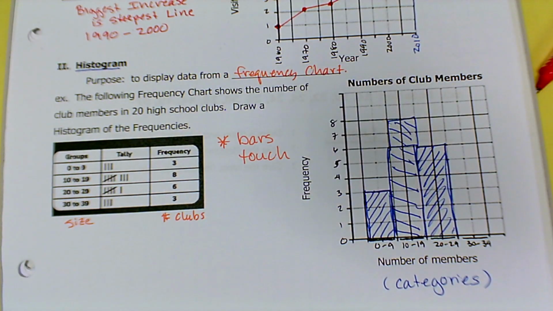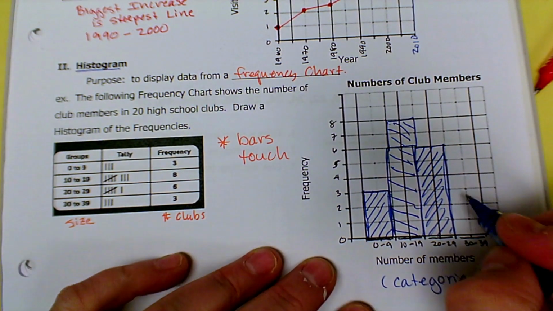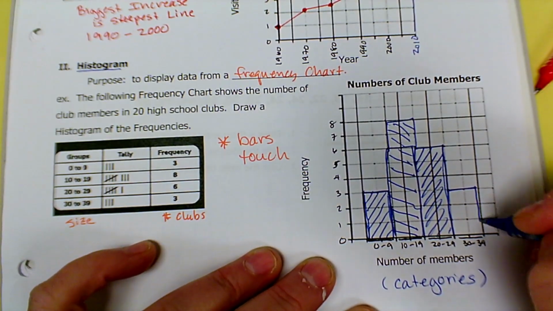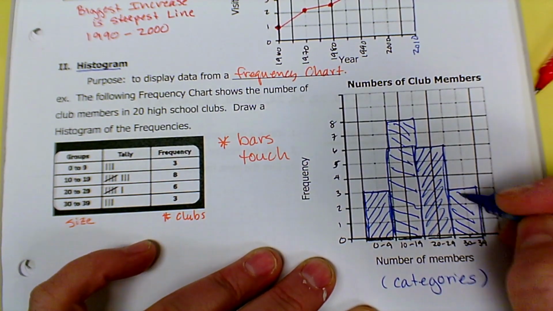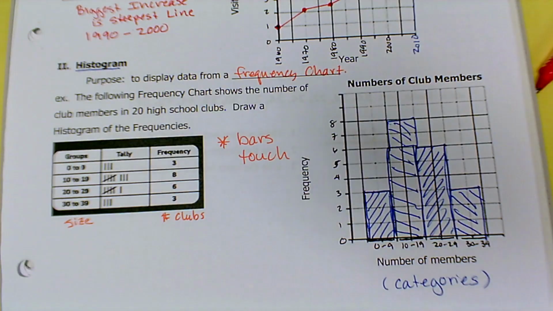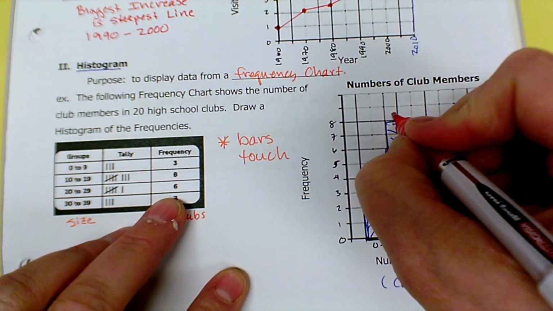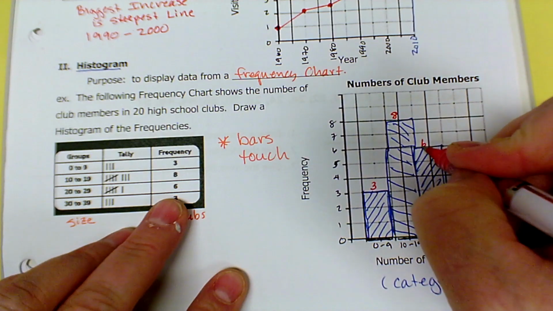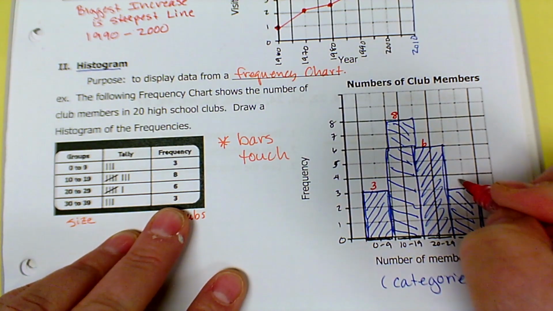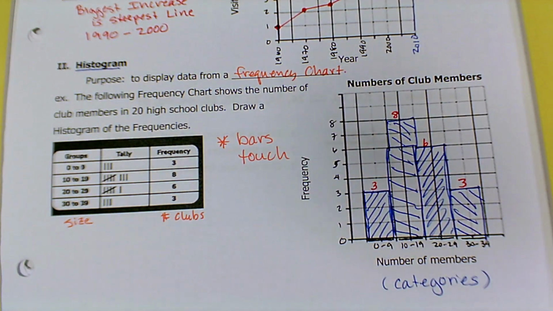And then 30 to 39 is 3. Sometimes on histograms, they'll actually put your count at the top of the bar. So like this would be 3, 8, 6, and 3. That way you can tell how far up they go. But the main purpose of a bar graph is to give you a visual of the frequency chart.